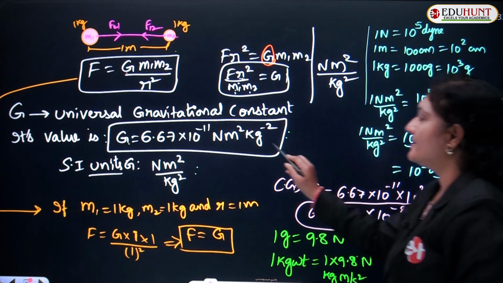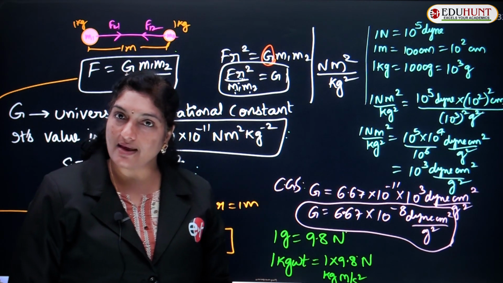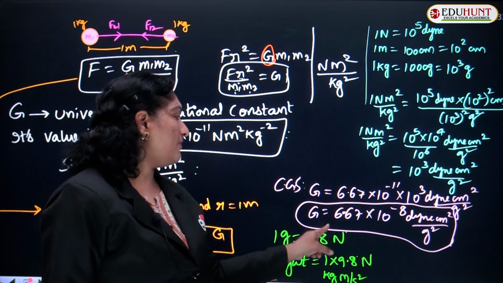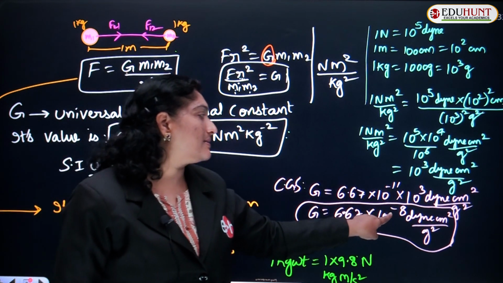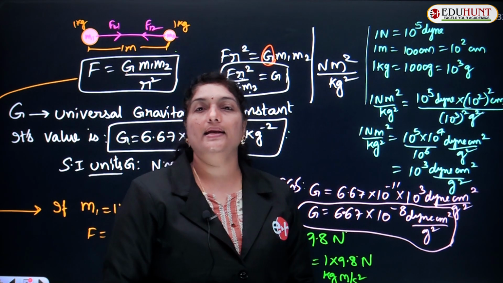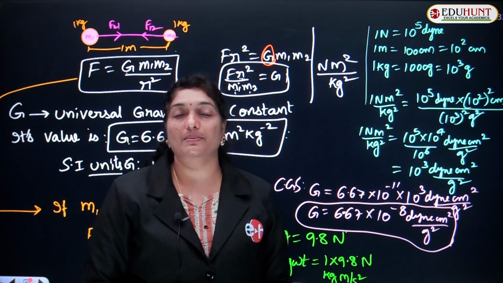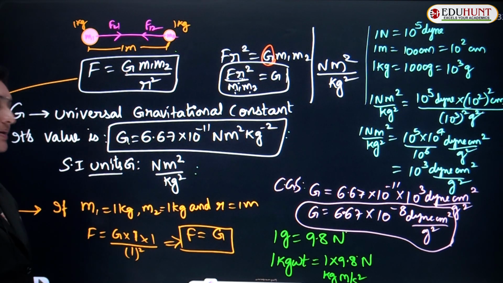So, in the SI system, the value of G is 6.67 × 10^-11 Newton meter square per kg square, whereas in the CGS system, its value is found to be 6.67 × 10^-8 dyne centimeter square per gram square. Is that clear, children?